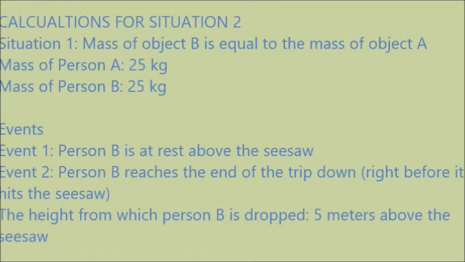Event 1 being this: person B is at rest above the seesaw. Event 2, person B reaches the end of the trip down right before it hits the seesaw. The mass of person A is 25 kilograms and the mass of person B is 175 kilograms. The height from which person B is dropped is 5 meters above the seesaw.